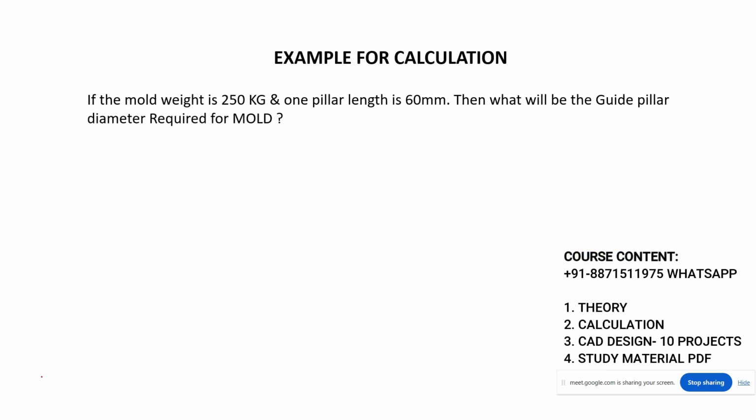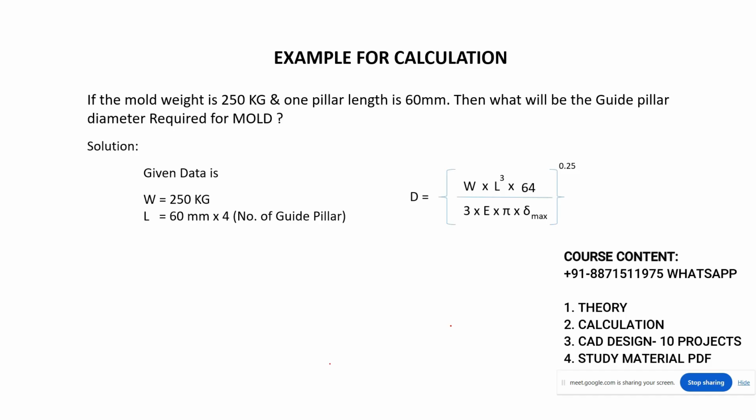Okay, now example for the calculation. For example, if the mold weight is about 250 kg, and the one pillar length is required about 60 mm, then what will be the guide pillar diameter required for the mold? Now see here, given data is W equal to 250 kg, L equal to 60 mm. So multiply by 4. Why? Because the number of guide pillars is 4, right? That's why. Now use this formula, you will get some value, D equal to 25.7 mm.